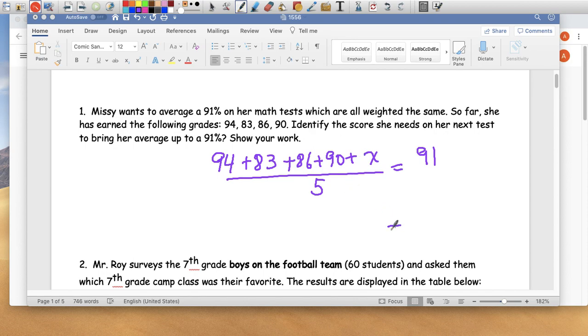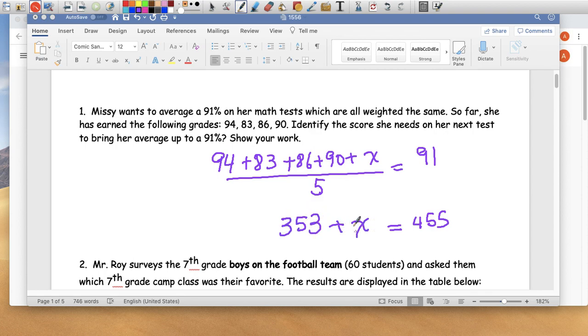So if you cross multiply, like I said, 5 times 91, you get 455. And on this side, you get that whole thing. I'm just going to make life a little easier and add 94 plus 83 plus 86 plus 90. I'll turn my calculator on and it will calculate that, and you get 353. So instead of writing 94 plus 83 plus 86 plus 90, I'm going to write 353.